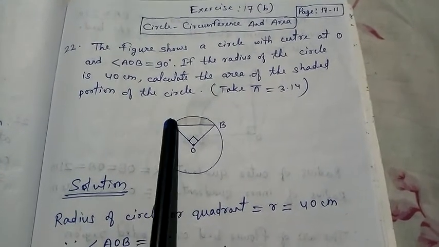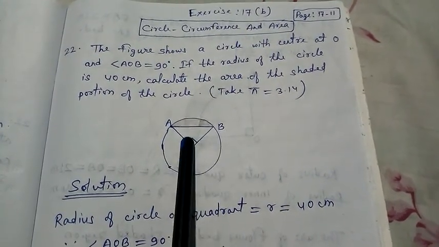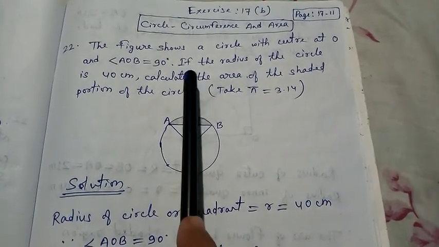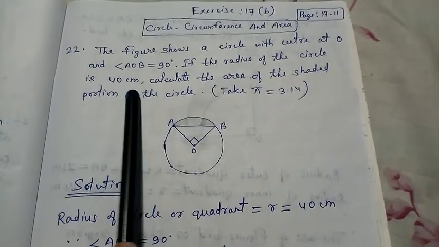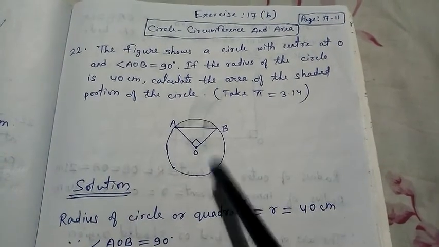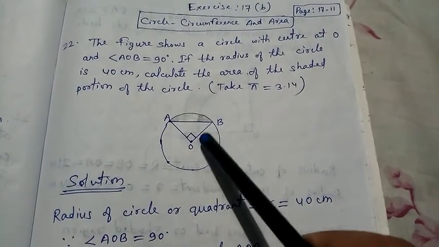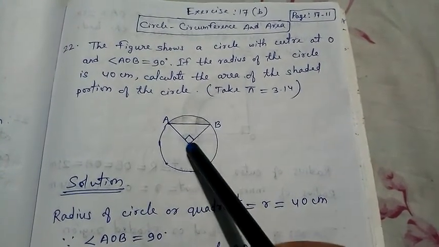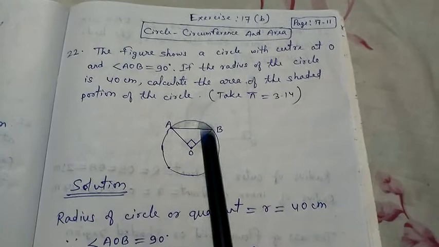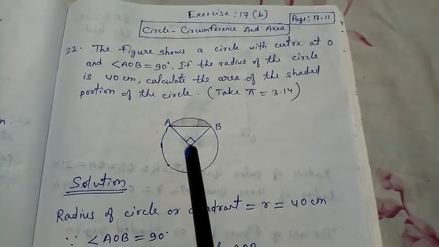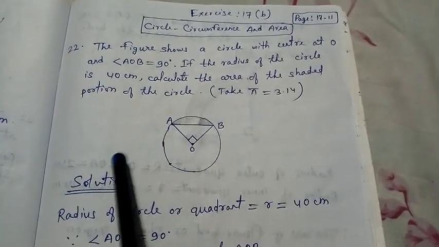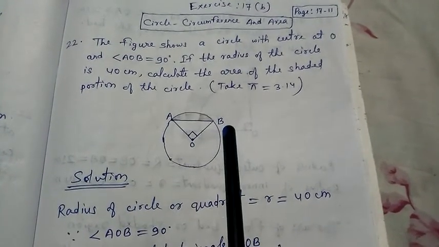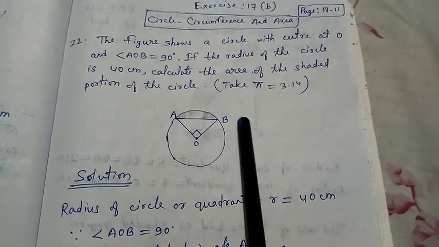So angle AOB, that means angle O, here it is 90 degree. If the radius of the circle is 40 centimeter, so as you all know, anything passing from the center of the circle and touching the circumference is called radius. So according to this diagram, I can say OA and OB, both of them are radius, and AB will be chord. AB is not radius, it is a chord.